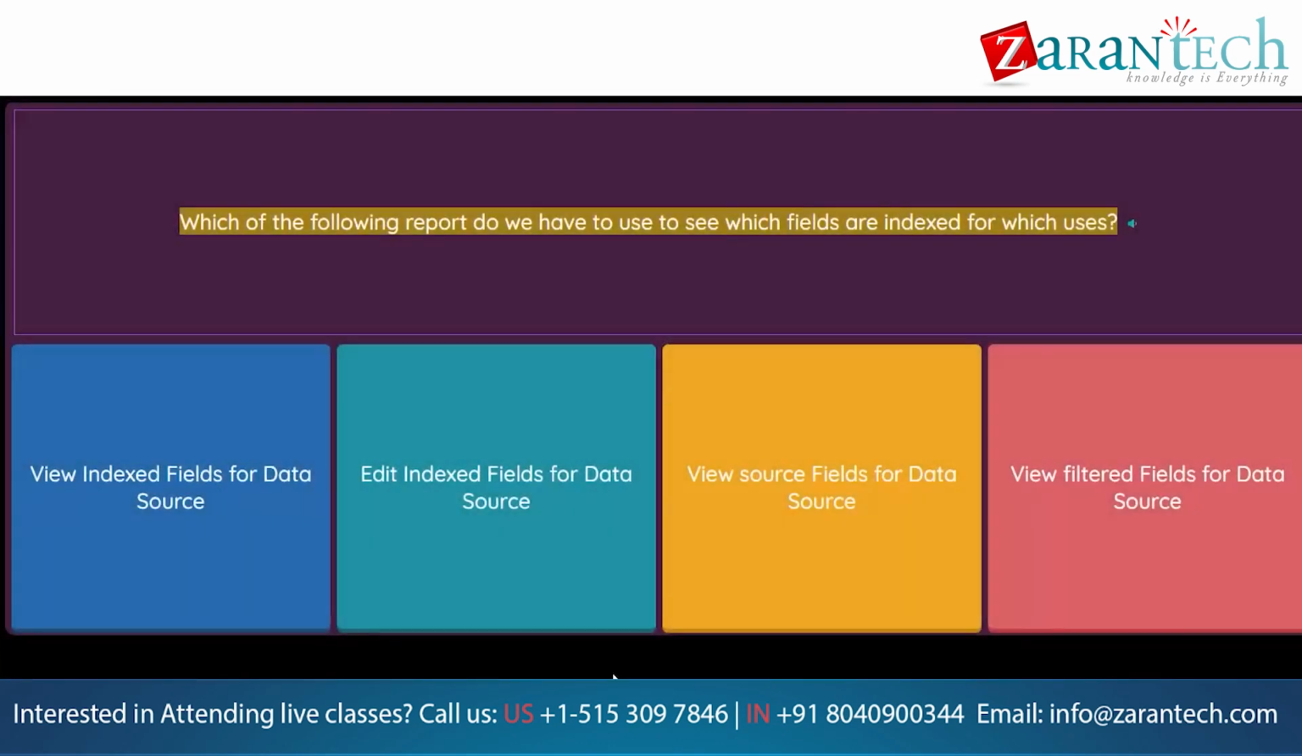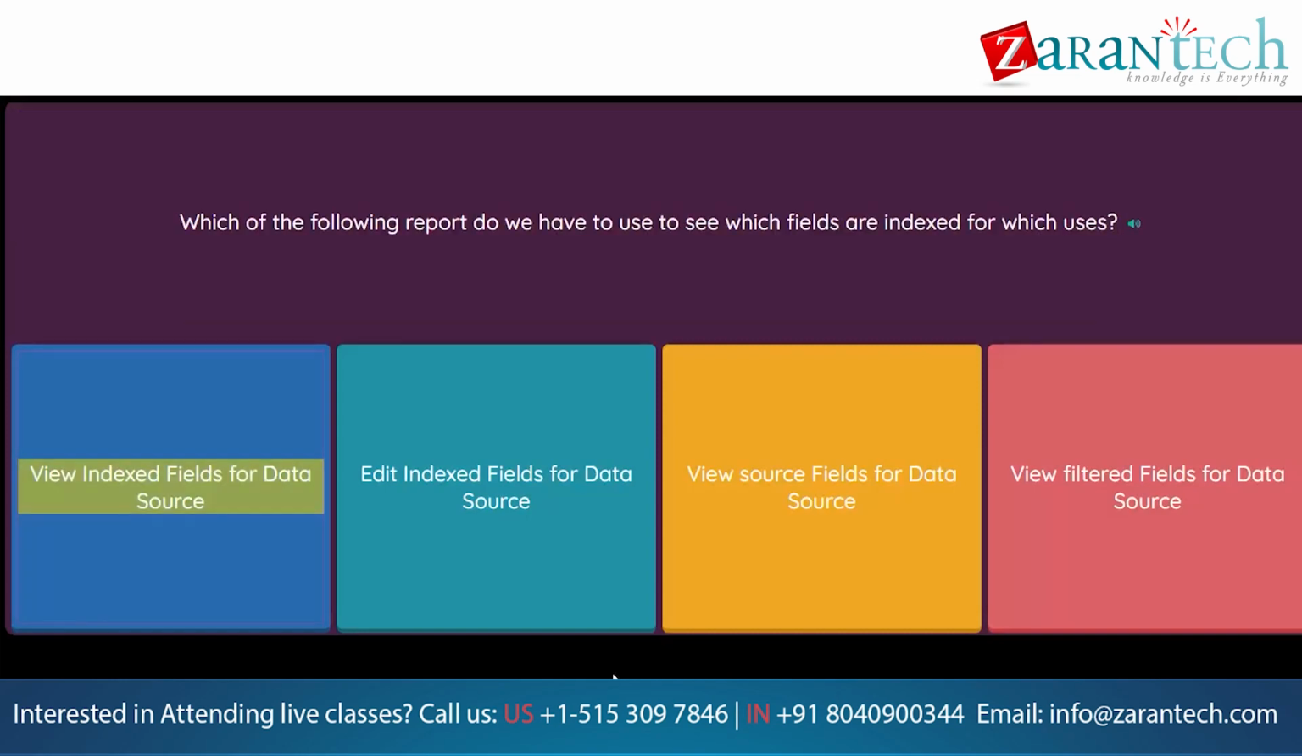Question: which of the following reports do we have to use to see which fields are indexed for which uses? Option 1: view indexed fields for data source. Option 2: edit indexed fields for data source. Option 3: view source fields for data source. Option 4: view filtered fields for data source.